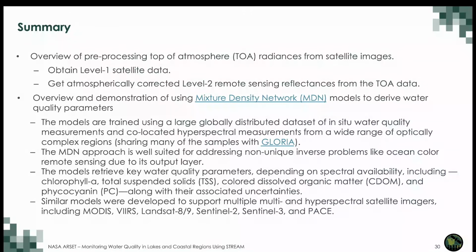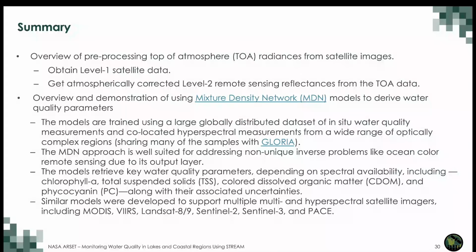To summarize, we started with an overview of pre-processing top of atmosphere radiances from satellite images. We would start with level 1 satellite data. We saw that there are several data portals where different satellite and sensor level 1 data are available. Then get atmospherically corrected level 2 remote sensing reflectances from the TOA data. And these remote sensing reflectances can be used as inputs to the MDN models.